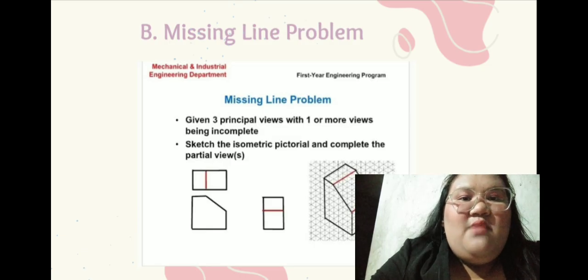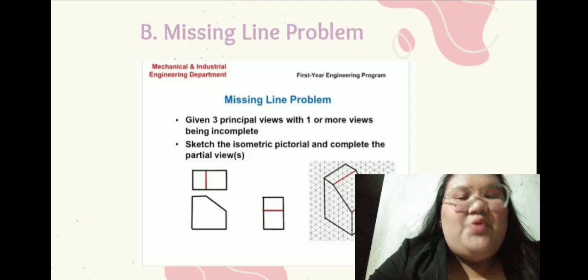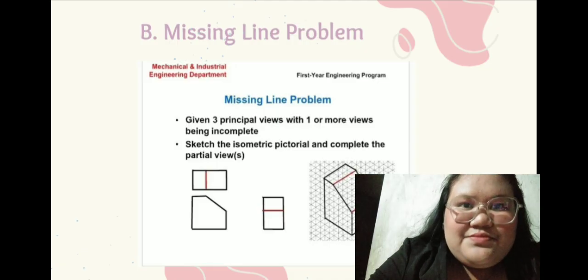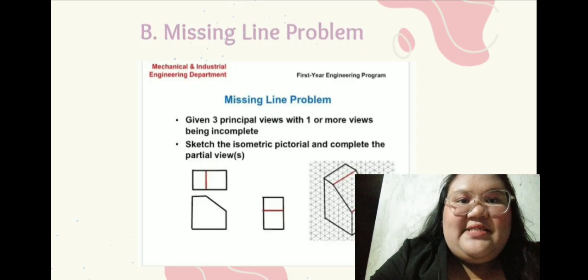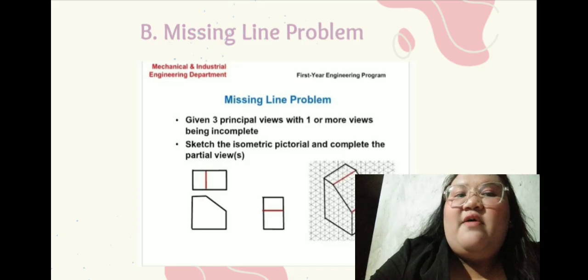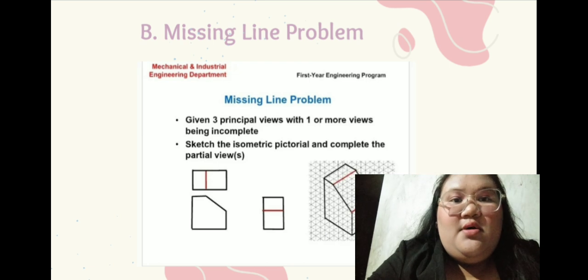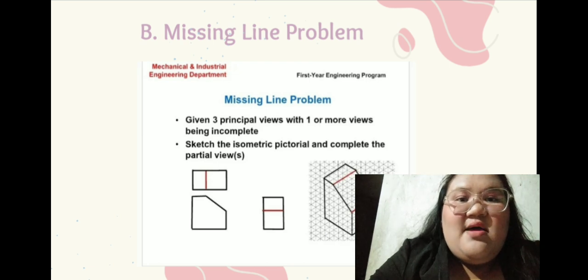These are three small drawings representing the three principal views. The top view, upper left, shows a rectangle with a vertical red line in the middle. This red line represents an edge to the top of the object. Next is the front view. From the bottom left, it shows a shape with a slanted top surface. No red line is shown, meaning this view is incomplete.